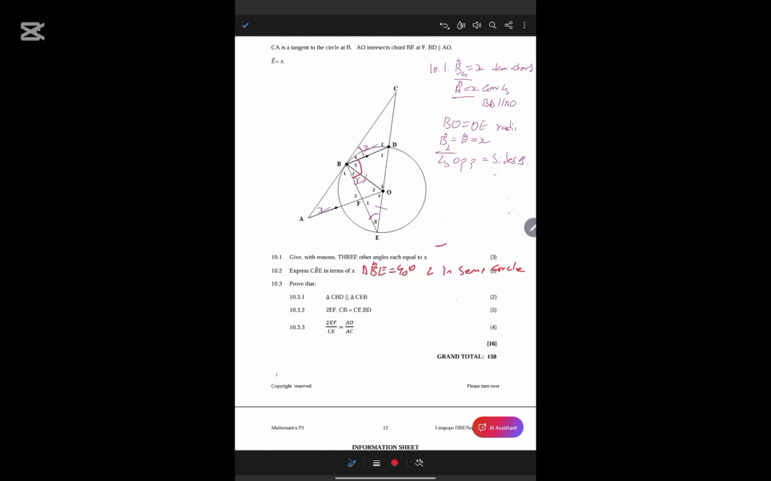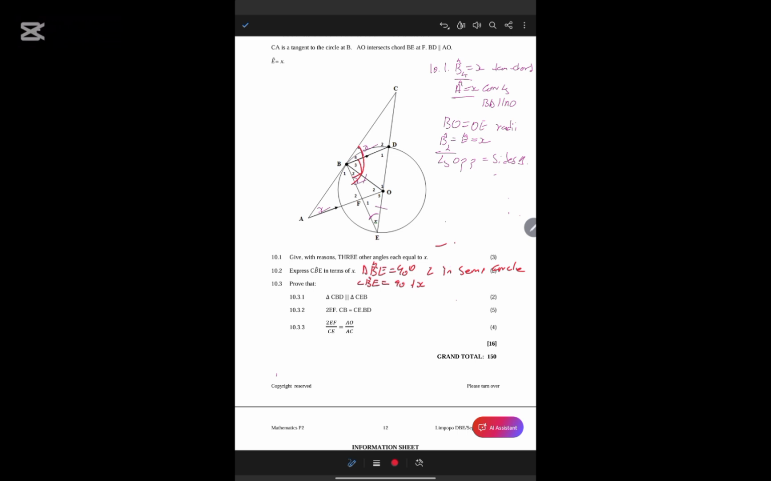But the angle that they are asking us is the whole angle CBE, and we know that angle B4 is x. Therefore, this angle CBE is equal to 90 plus x. So that is the angle. Now let's go and look at question 10.3.1.